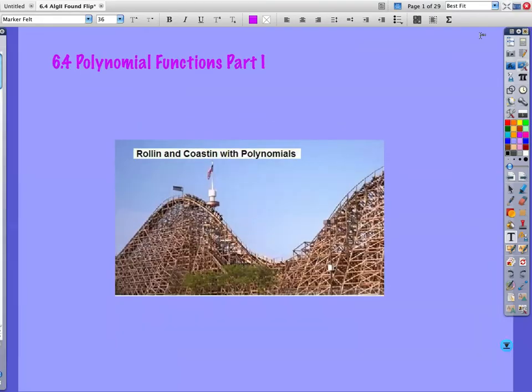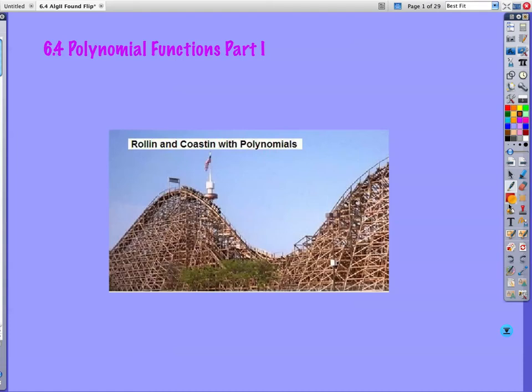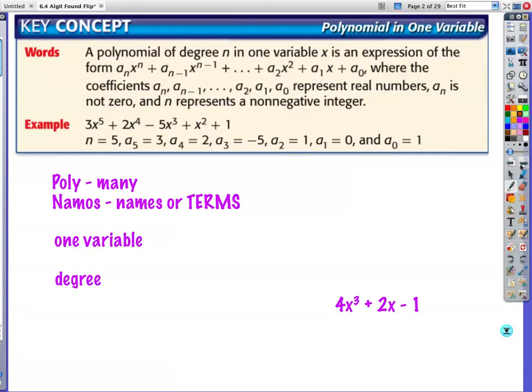Okay. We will begin 6.4 polynomial functions part 1, after I grab my pen right here. Okay, I'll shut up now. Yeah, let's talk about polynomials.